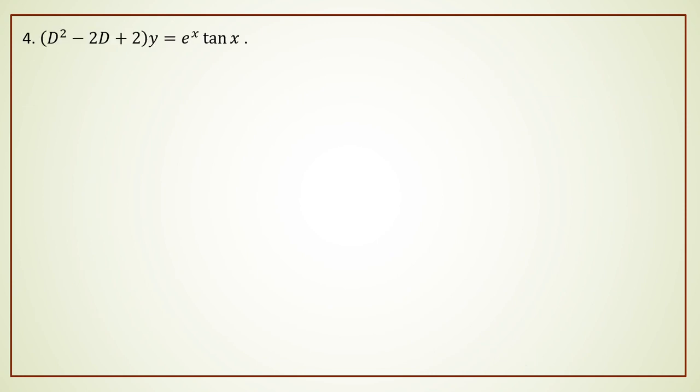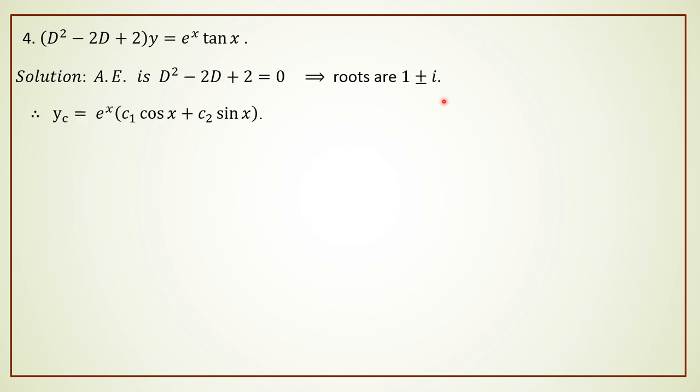Next problem. D square minus 2D plus 2 of y is equal to e power x into tan x. So write the auxiliary equation of it. The auxiliary equation is D square minus 2D plus 2 is equal to 0, and the roots of the auxiliary equation over here are 1 plus or minus i. Hence the complementary function yc is equal to e to the power x into c1 cos x plus c2 sin x.